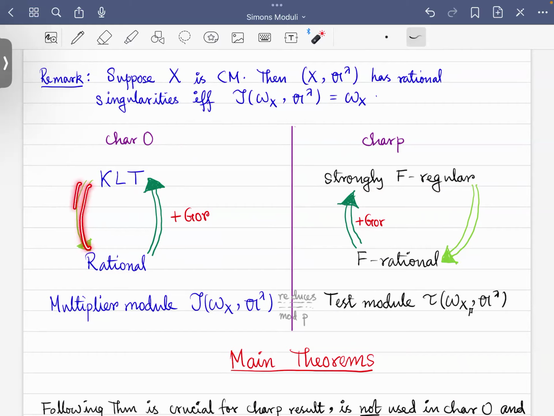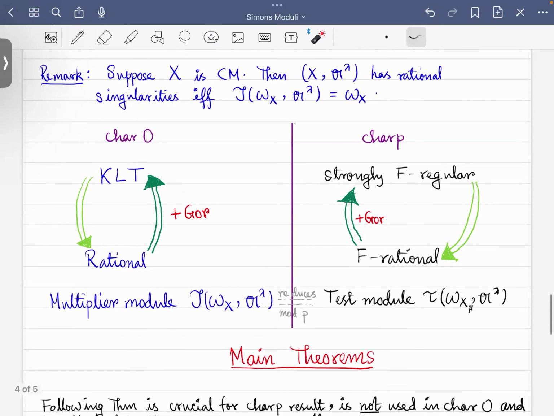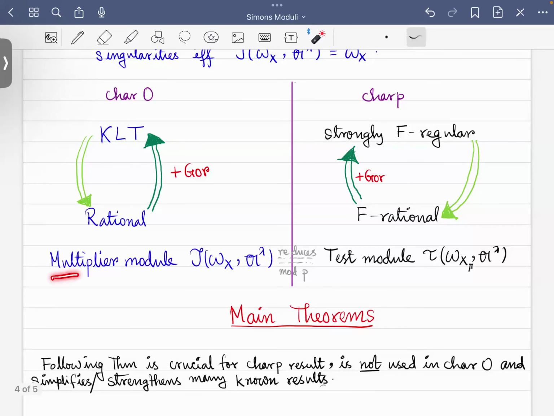KLT always implies rational in characteristic 0, or in positive characteristic for low dimensions when the characteristic is large. And under a Gorenstein assumption, rational implies KLT. Exactly the same story is true: F-rational implies strongly F-regular under Gorenstein, and strongly F-regular always implies F-rational. As we defined earlier, the multiplier module measures rationality.